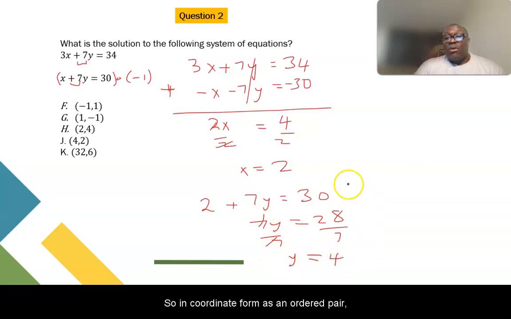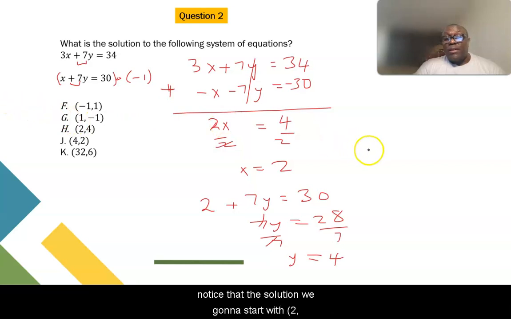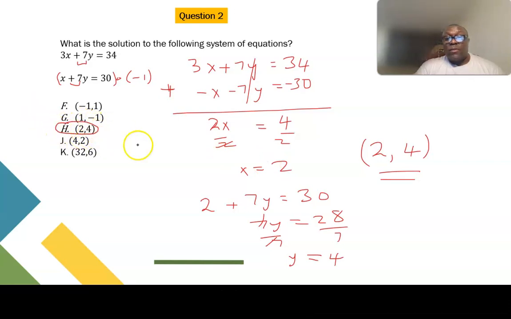So in coordinate form, as an ordered pair, the solution starts with x, comma, 4. And remember, an ordered pair must be in parentheses. And that is your solution. So the answer here is H.